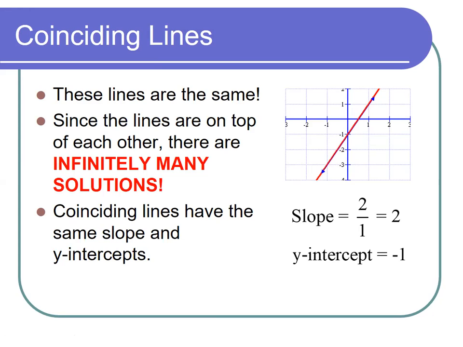Coinciding lines, because they're identical, have the same slope and the same y-intercept. So this has a slope of 2 and a y-intercept of -1.